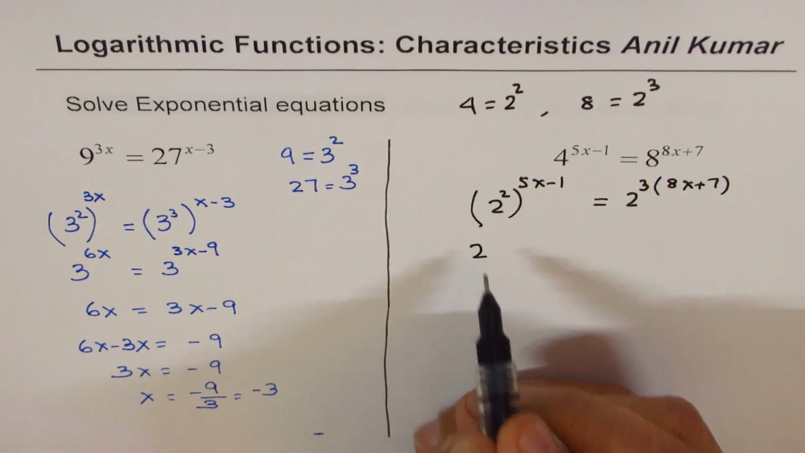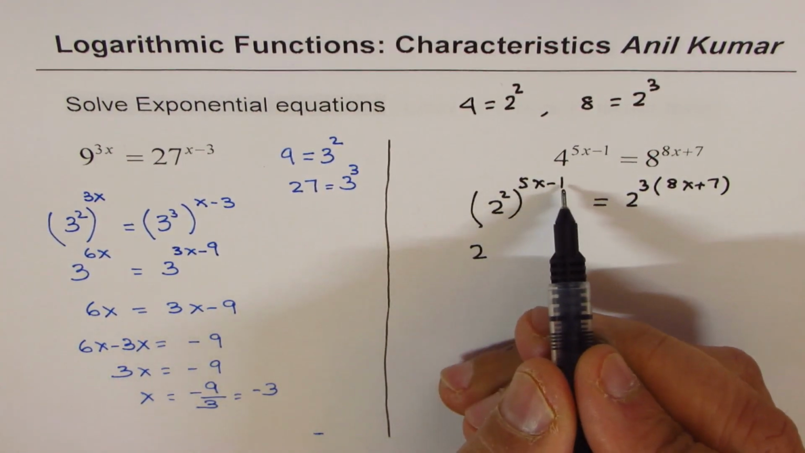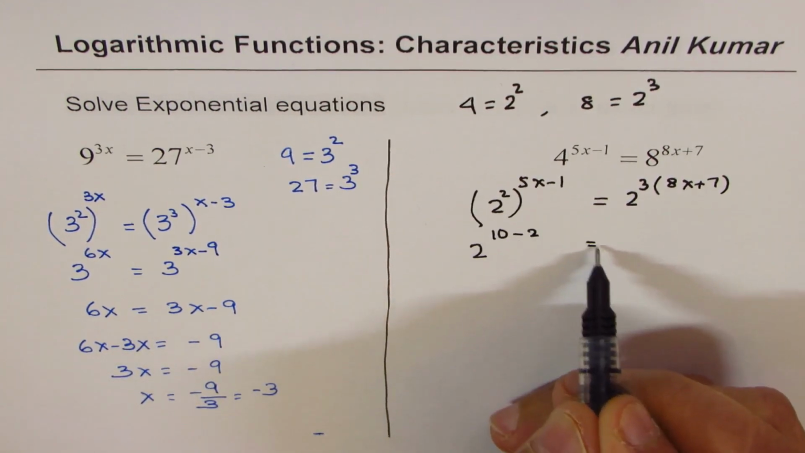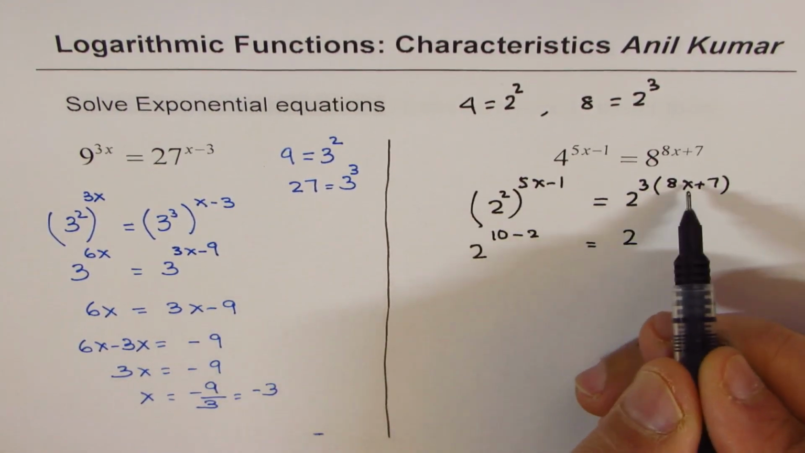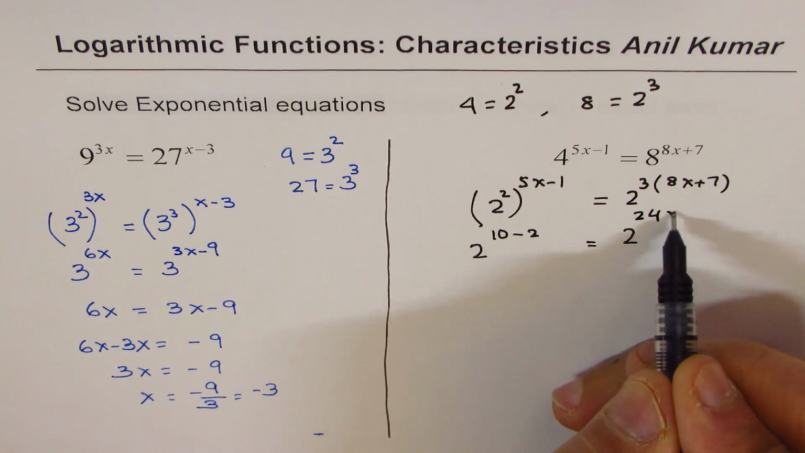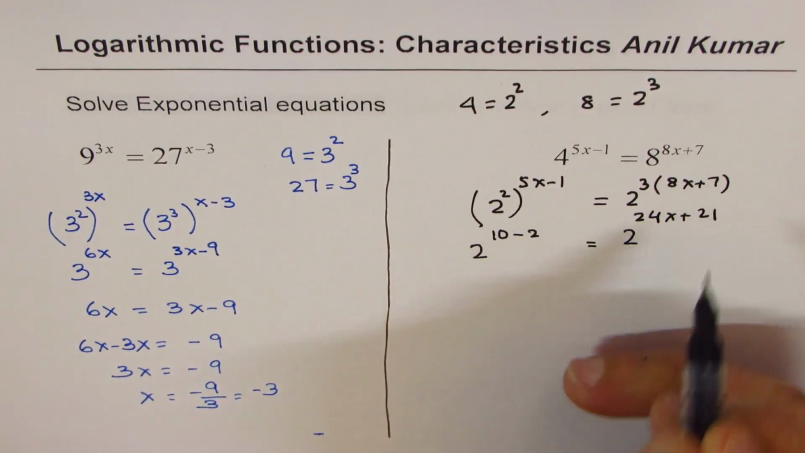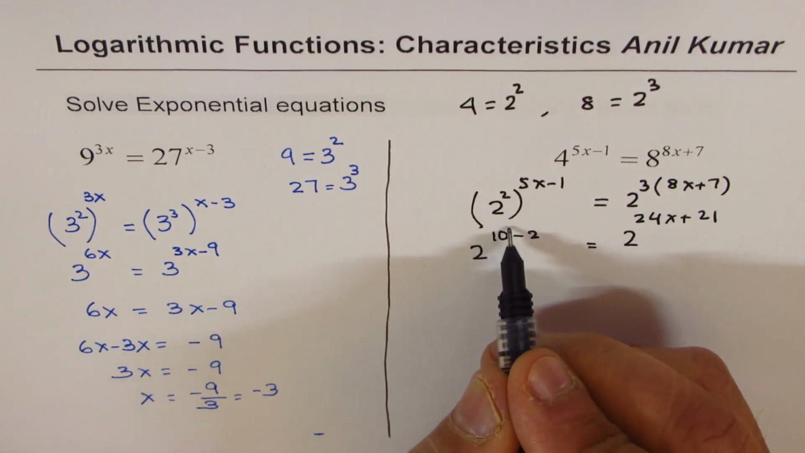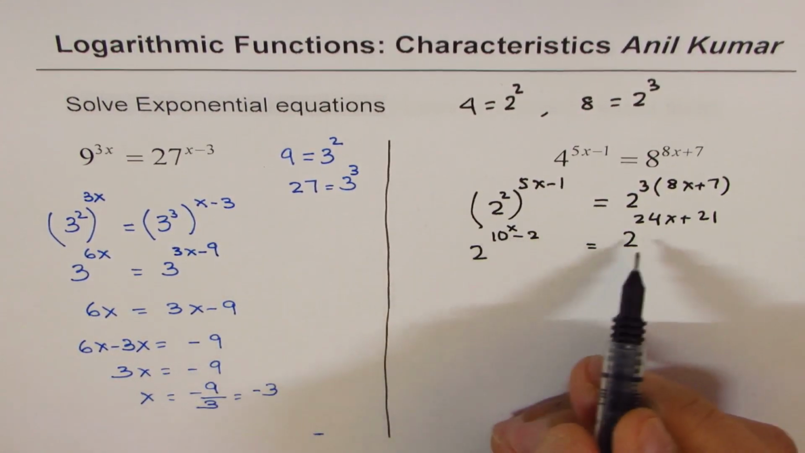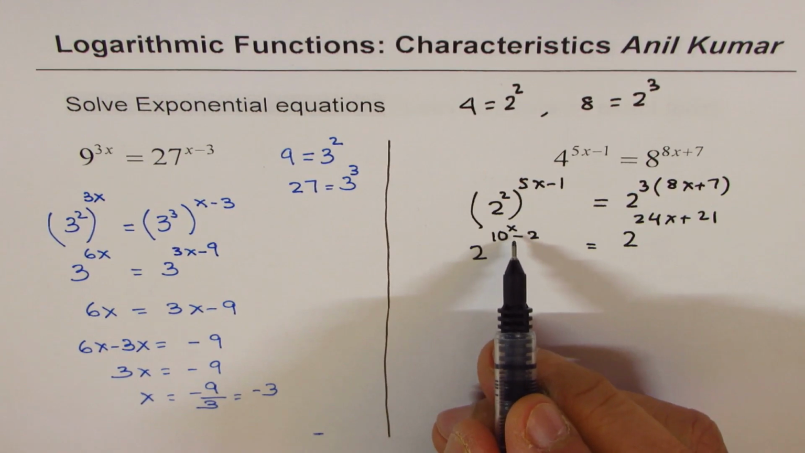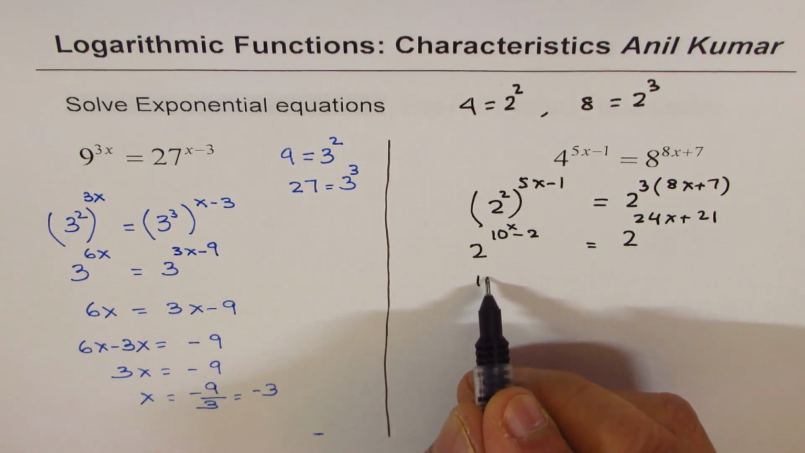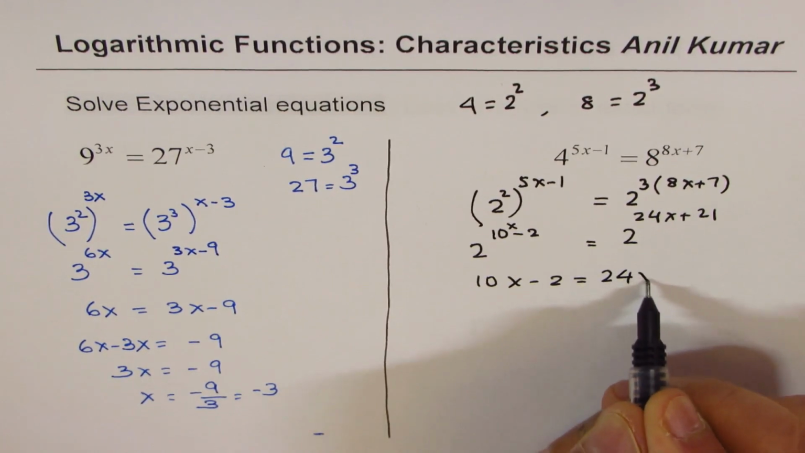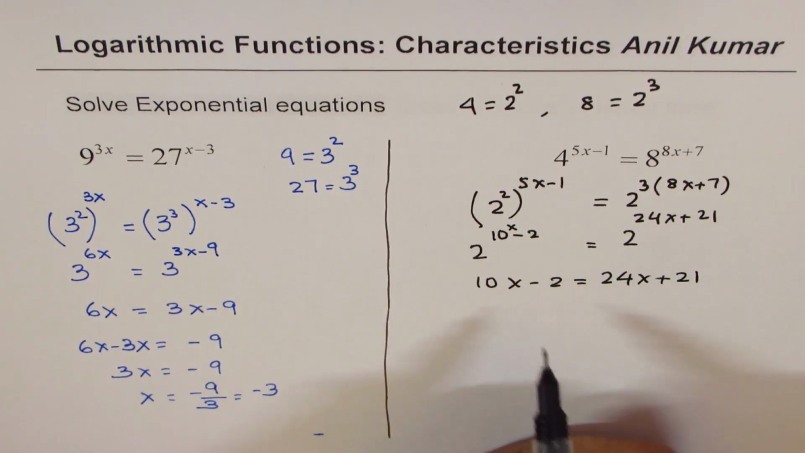Now with the same base 2, let me multiply 5x minus 1 by 2, I get 10x minus 2. On the right side, we'll multiply by 3, getting 24x plus 7 times 3, 21. Since the bases are same, we can equate the exponents and calculate the value of x. So we have 10x minus 2 equals to 24x plus 21.